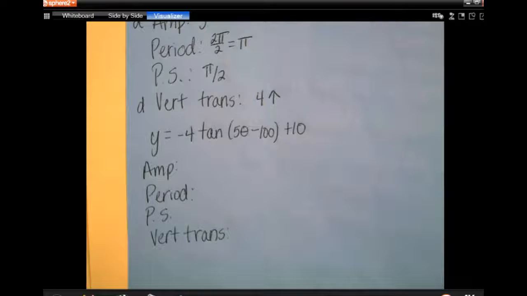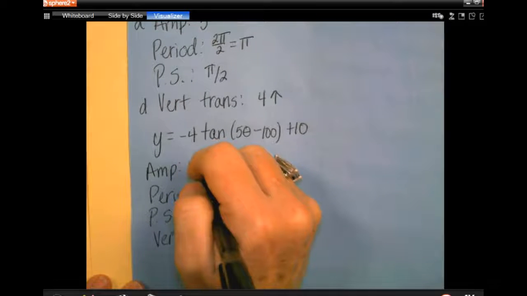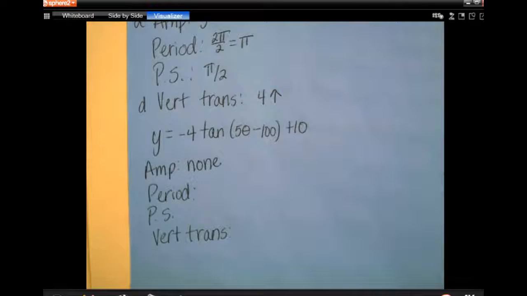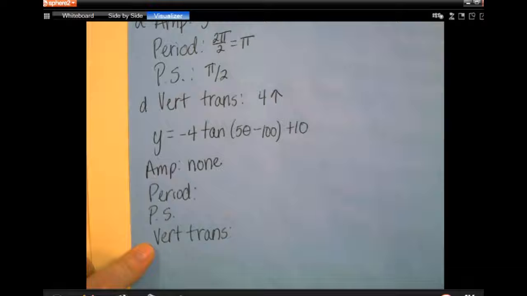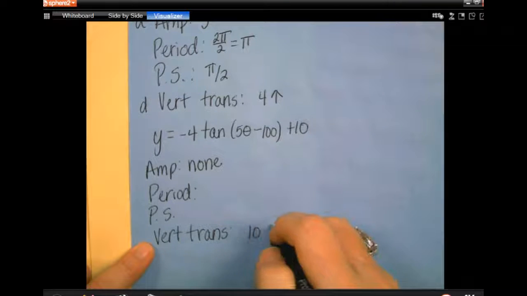So what's the amplitude? No, it's 4. It's always positive. It's none because the tangent doesn't have amplitude. Yeah, you got it. So the vertical translation is 10 up, because that's your D.